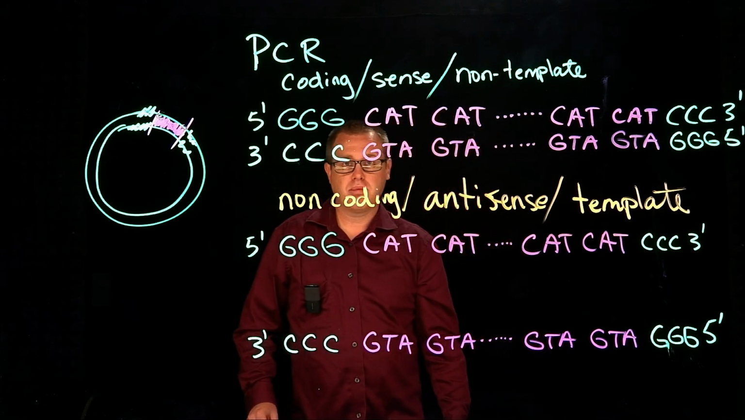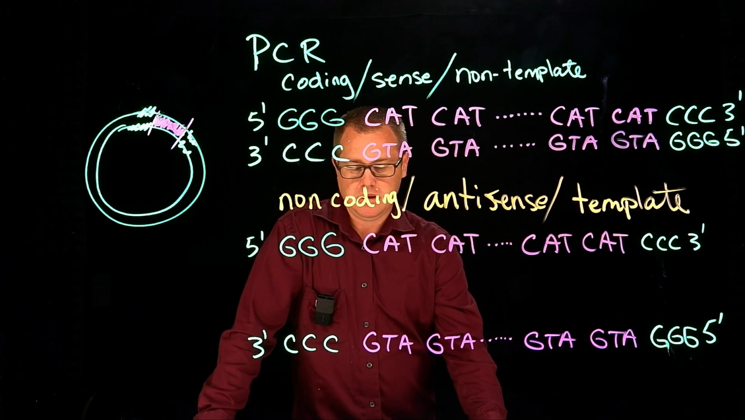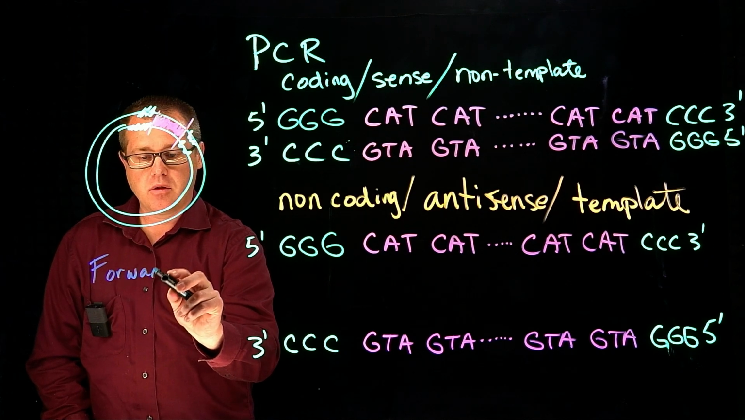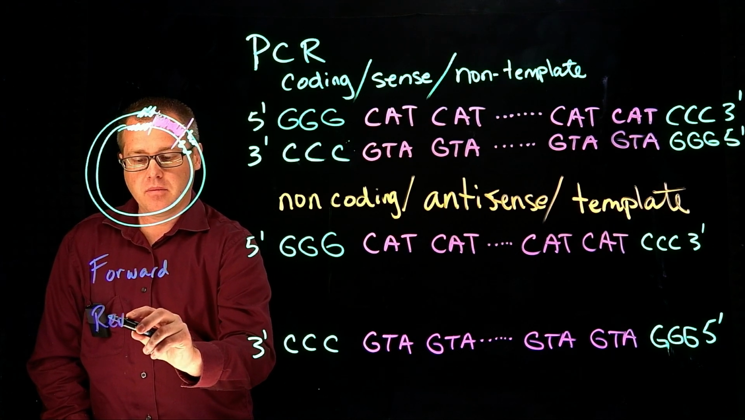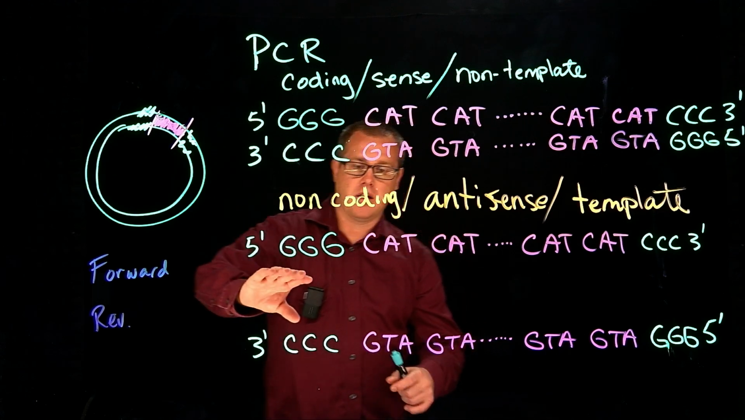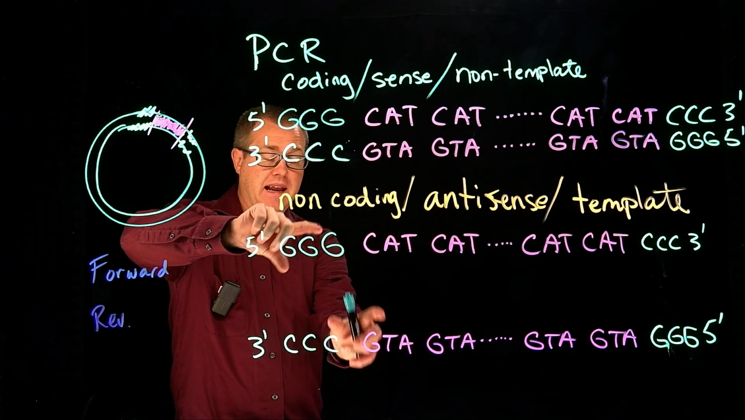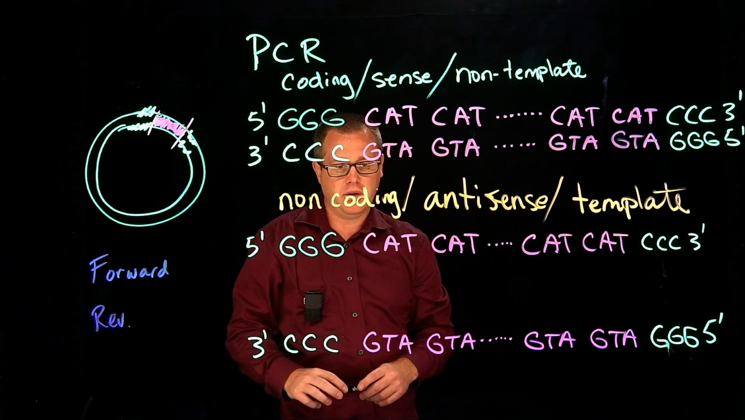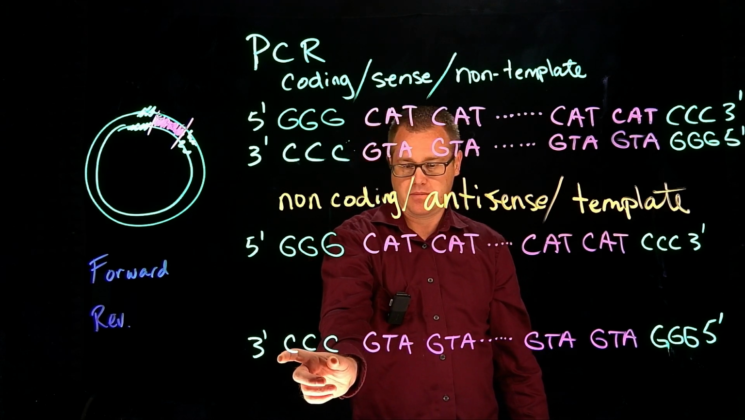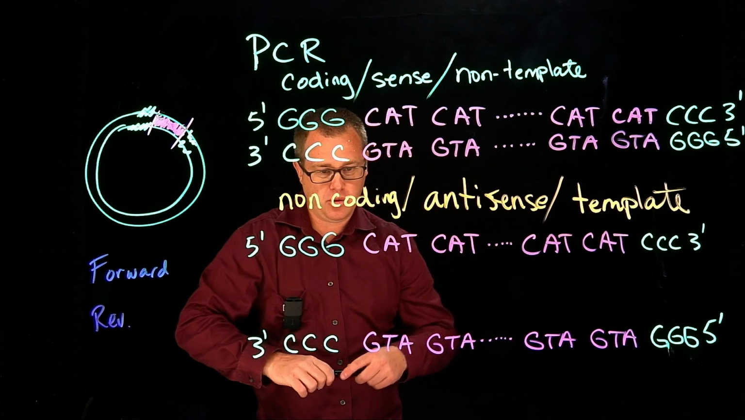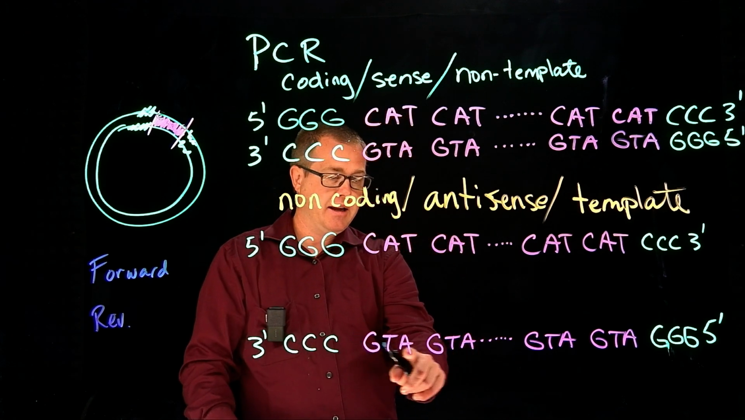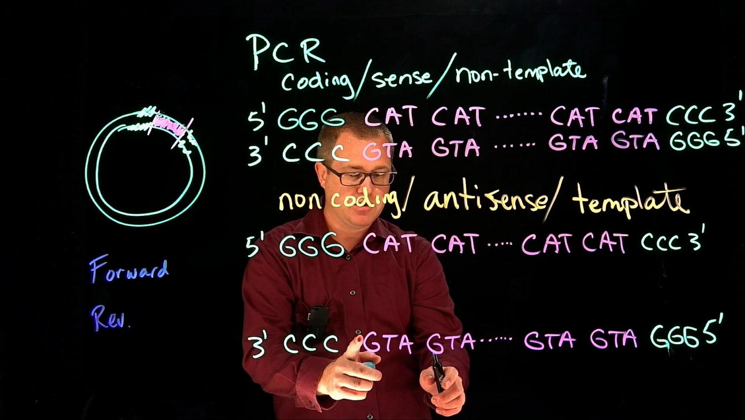Now, when we design our primers, we're going to have what's called a forward primer and a reverse primer. When we take a look at our single-stranded DNA here, what we're going to do is come to the template strand right here, and we are going to create a primer that aligns with this sequence right here.